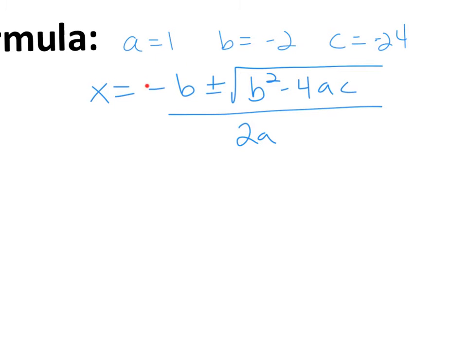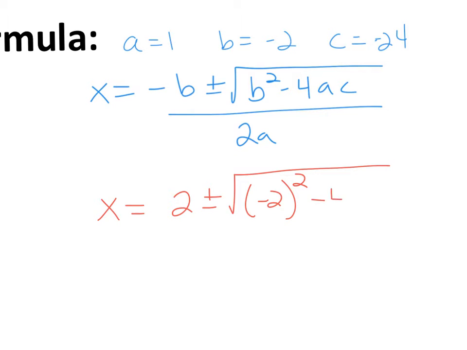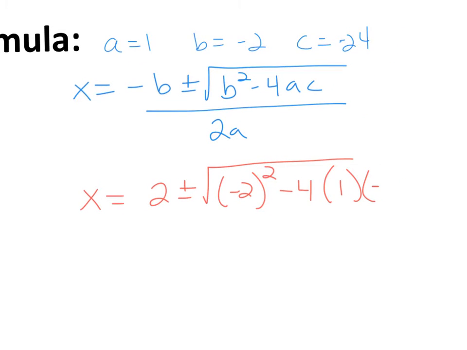Now, when it says negative b, you'll also hear people just say opposite of b. In other words, just change your sign. What's the opposite of negative 2? Well, the opposite of negative 2 is 2. So x equals 2 plus or minus, all right, now b squared, your b value is negative 2. Notice I'm putting that in parentheses, right? When we have a negative number with an exponent, we have to put it in parentheses when we write that negative 2 in there. Minus 4, my a value is 1, and my c value is negative 24.